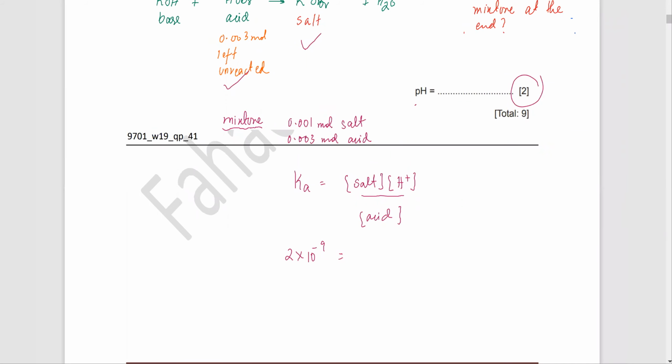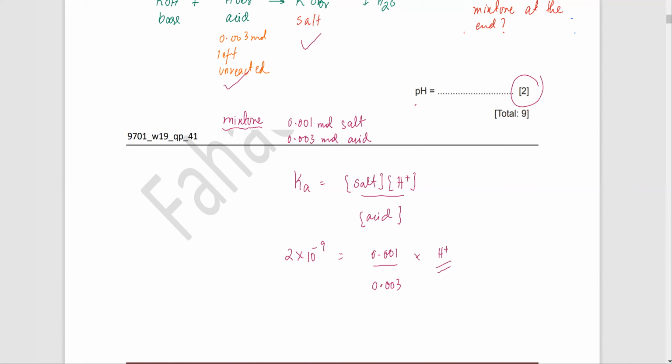And it would be salt concentration is 0.001 divided by 0.003, which is the acid concentration. Remember, you can directly input moles because if you use concentration, concentration would be moles over volume. The volume term would automatically get cancelled out. So no need to actually calculate concentration because that's an extra added step into H plus 1 concentration.